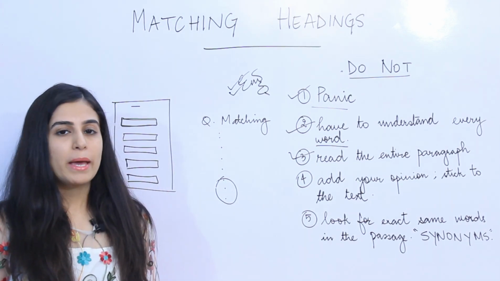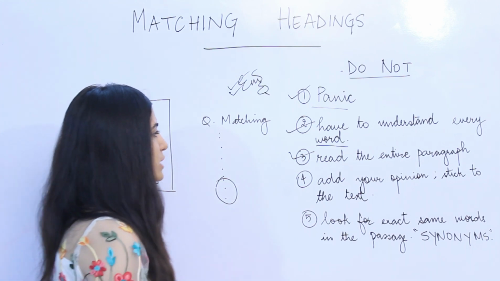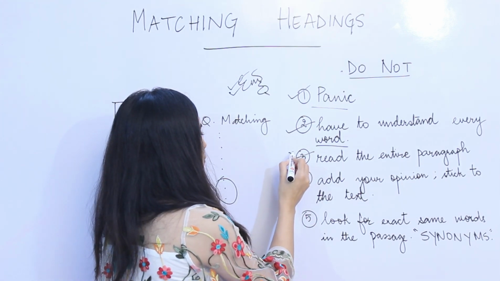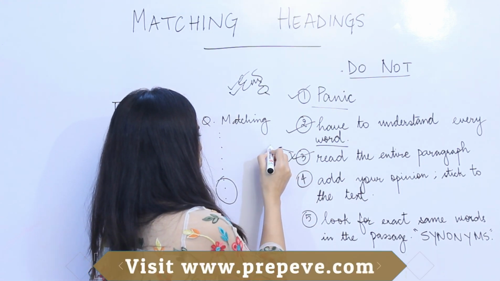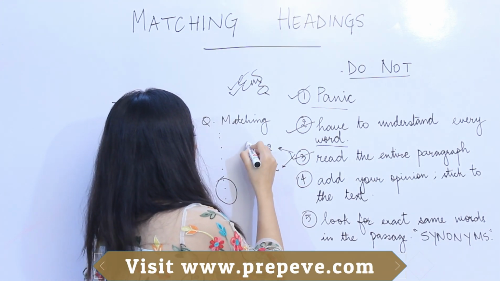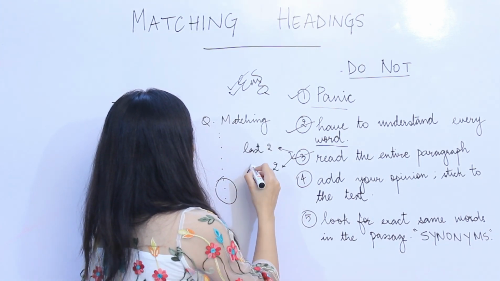So what is the best strategy? The best strategy is to read the first two and the last two lines of your paragraph.